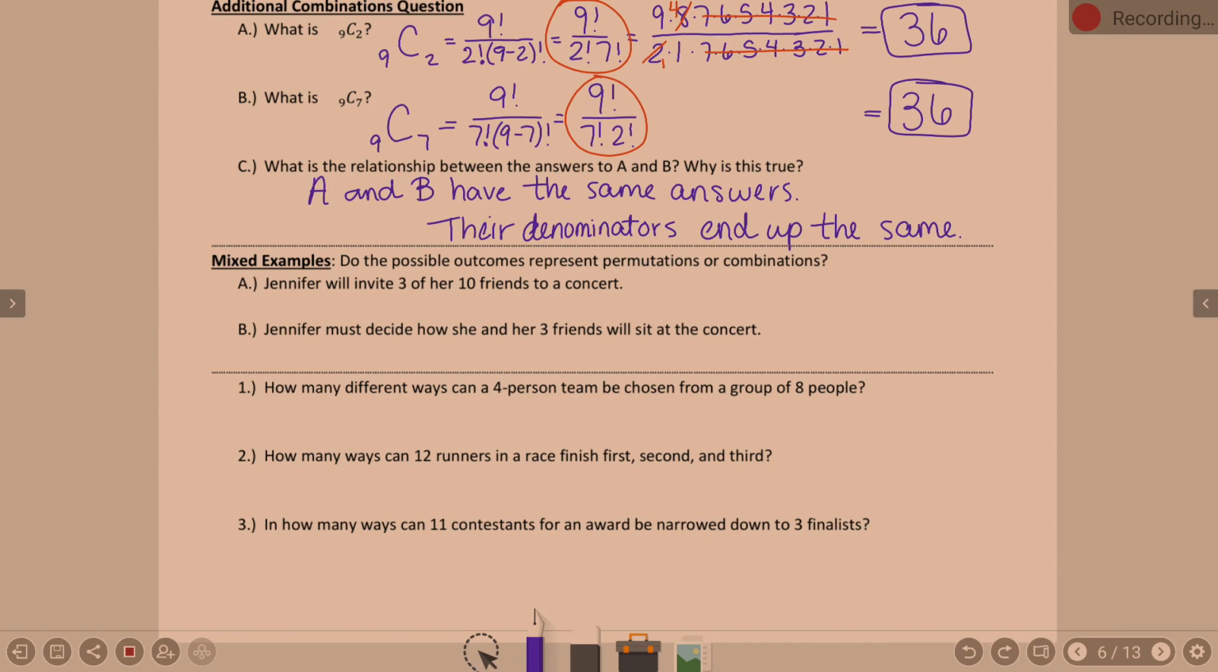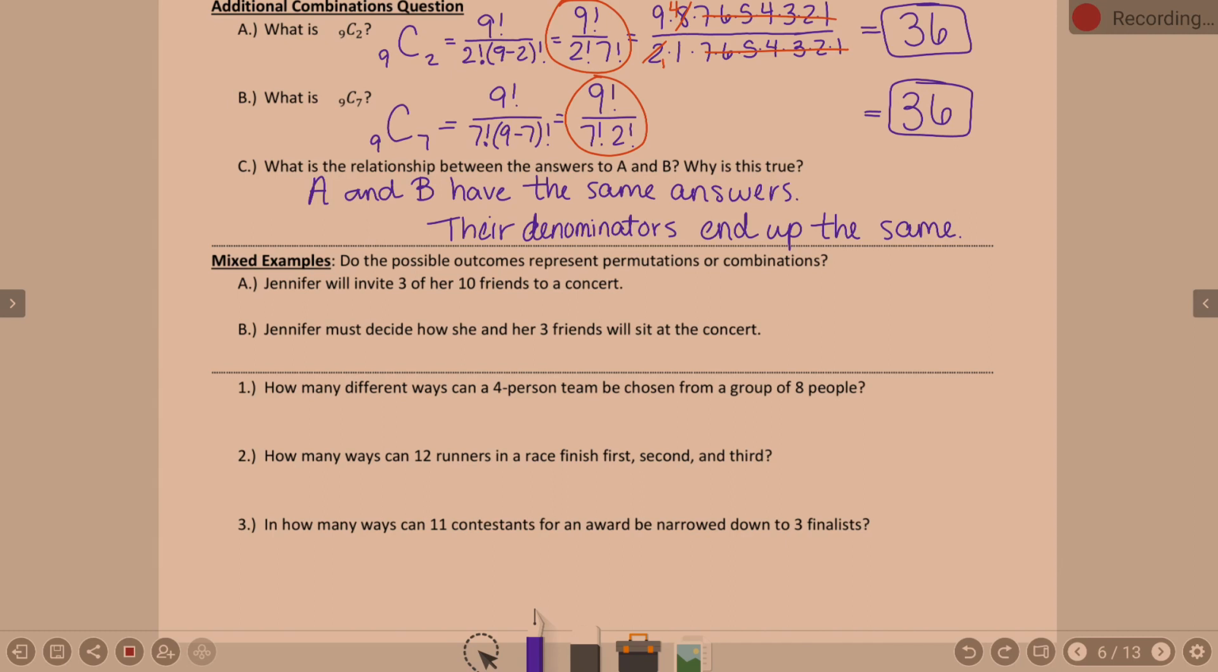This question is just asking, do the possible outcomes represent permutations or combinations? On this particular example, we're not being asked to find it. I just want to know, does this represent permutation? And a permutation would mean order does matter. Or does it represent a combination where order does not matter? That's what you're asking yourself here.